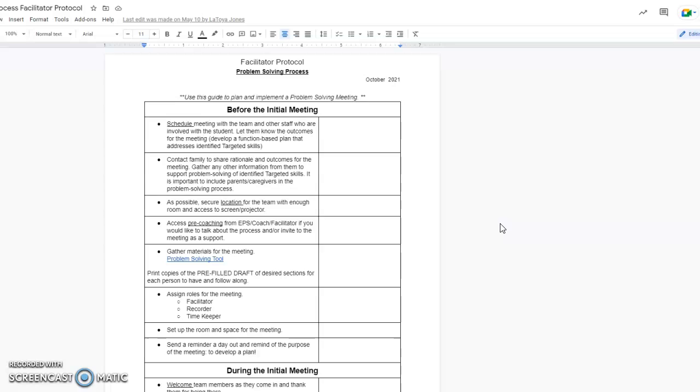As you can see, before the initial meeting, key steps are scheduling the meeting with the team, contacting the family to share a rationale and outcomes for the meeting, securing a location, pre-coaching as necessary, gathering materials for the meeting, assigning roles, setting up the space, and sending out a reminder. It's vitally important that roles are assigned before the meeting, as the facilitator should just take on that role, and there is a need for a recorder and timekeeper.